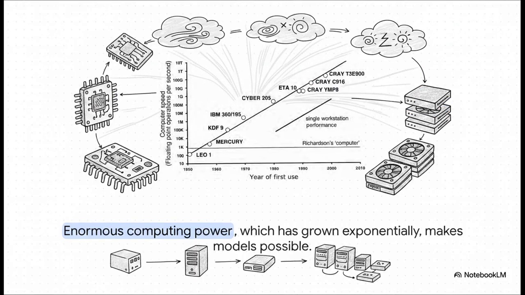In step 3, well, this requires some serious brute force. All those calculations and all those boxes need a ridiculous amount of computing power. This chart here just shows the exponential growth in computer speed over the years. This incredible increase in power is exactly what allows modern models to become so complex and so detailed.